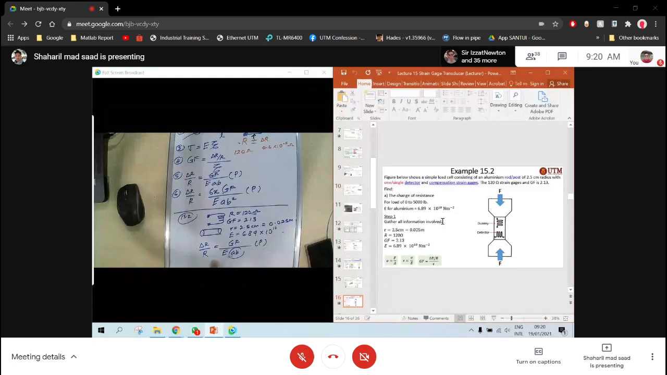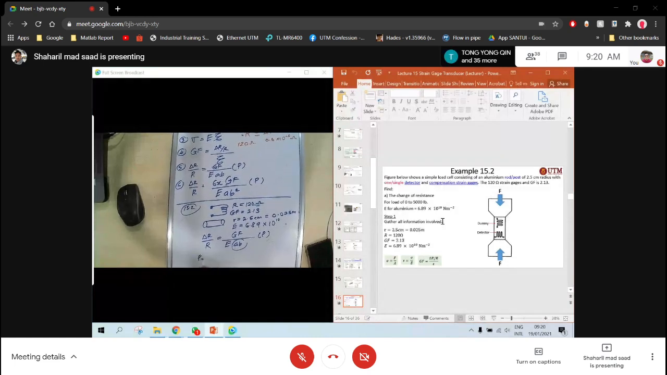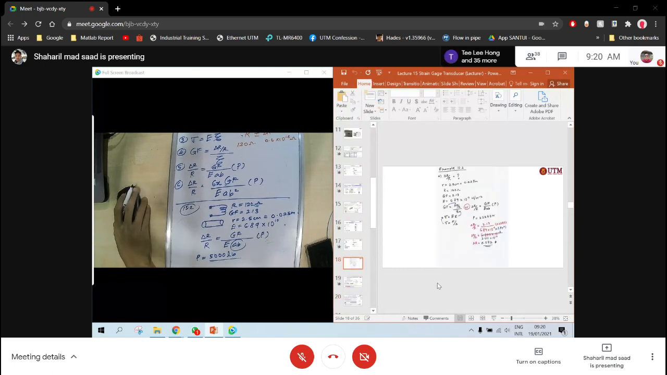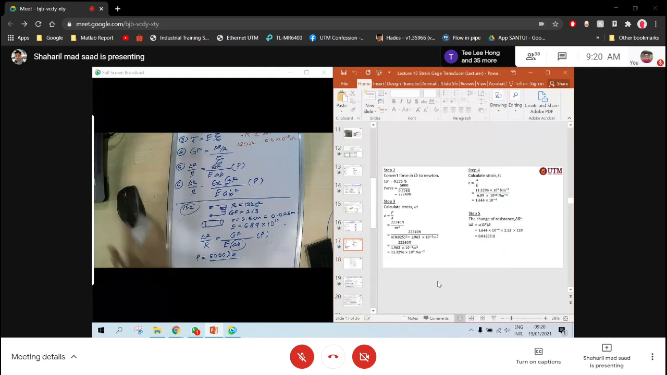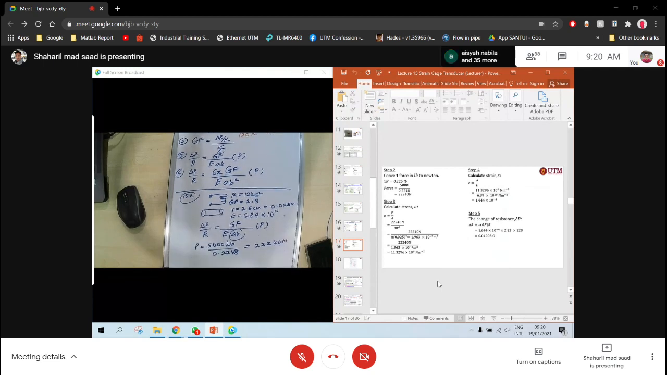So this one, let's find the P first. The P you apply is 5000 lb. Then you need to convert it to Newton. The conversion is to divide by 0.2248. Then you get 22240 Newton. Okay, this one done. So A you need to convert with pi r squared there.